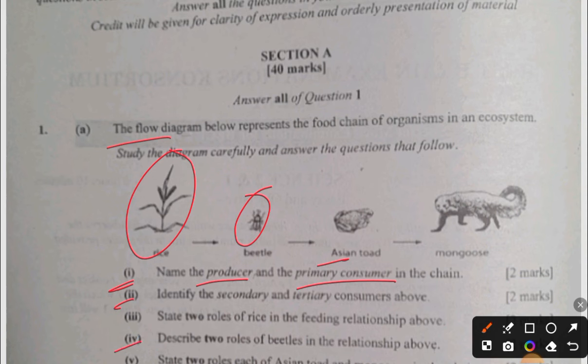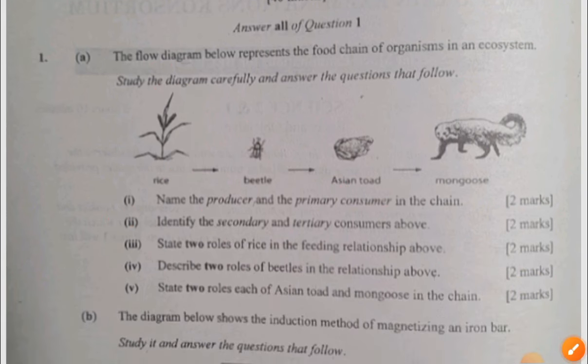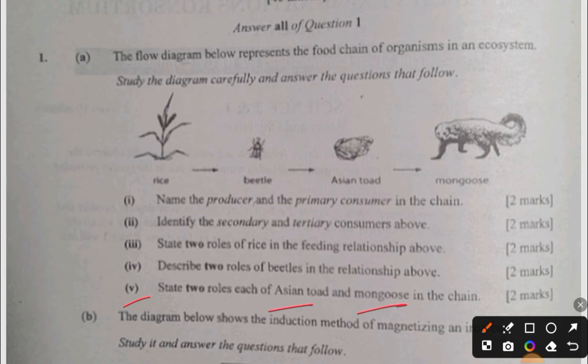Then the next says describe two roles of the beetle in the relationship. The beetle is responsible for eating the rice in the feeding relationship, and it also serves as food for the Asian toad. The next question says state two roles each of the Asian toad and the mongoose in the chain. So the Asian toad feeds on the beetle, and then the mongoose feeds on the Asian toad.